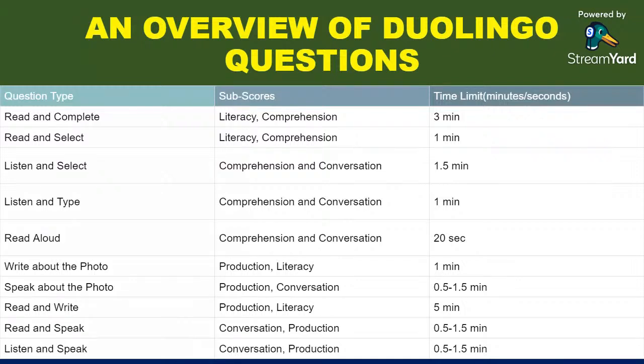You have read and speak, and the subscores are conversation and production. The time limit is between 0.5 and 1.5 minutes. The last but not the least is listen and speak, and the subscores are conversation and production. The time limit is between 0.5 and 1.5 minutes.